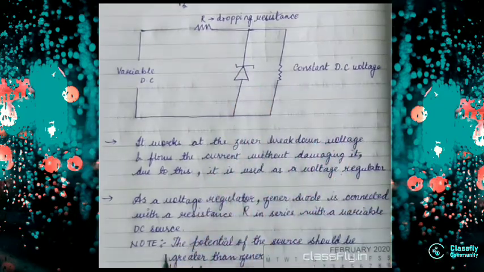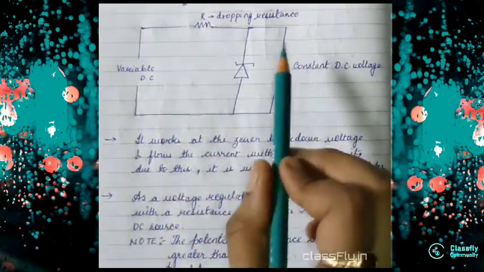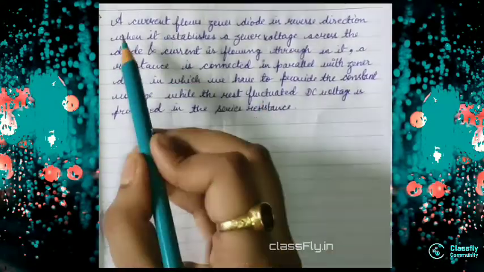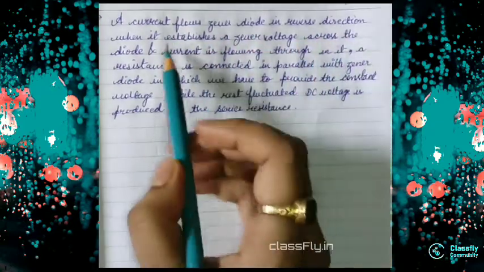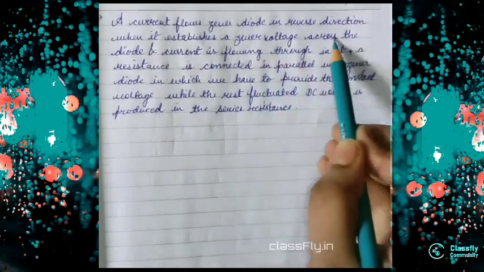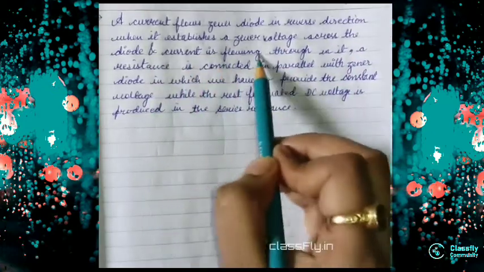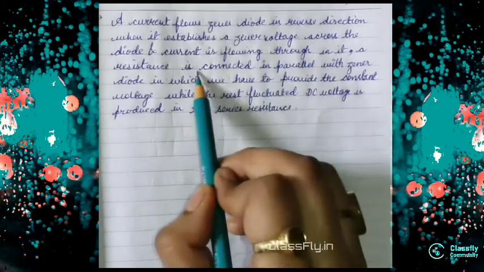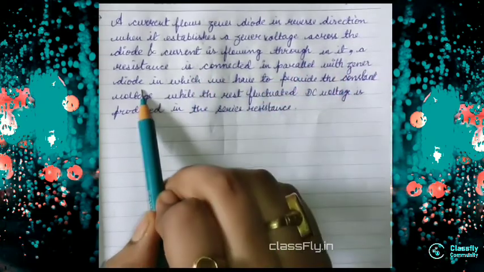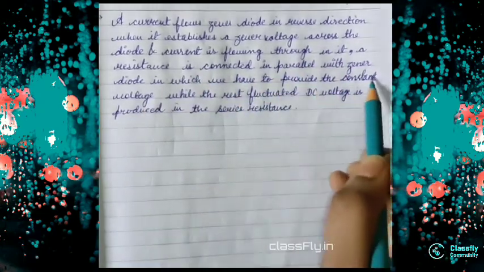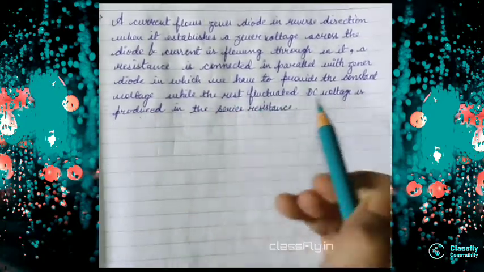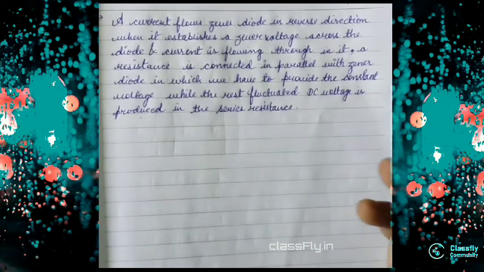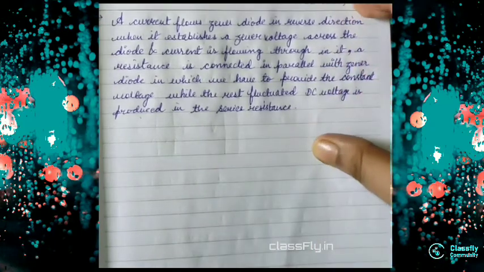Okay, now we will see the working, how this happens. See, a current flows through the Zener diode in reverse direction. When it establishes a Zener voltage across the diode and current is flowing through it, a resistance is connected in parallel with the Zener diode, across which we have to provide the constant voltage, while the rest of the fluctuating DC voltage is produced in the series resistance. Now let's move on to a circuit to understand this whole thing.